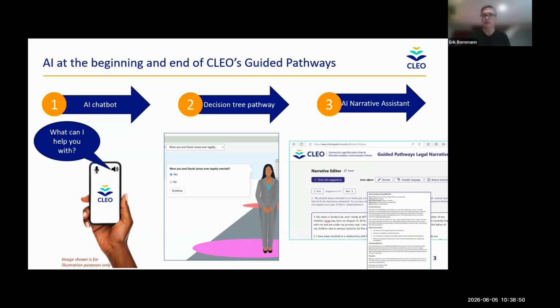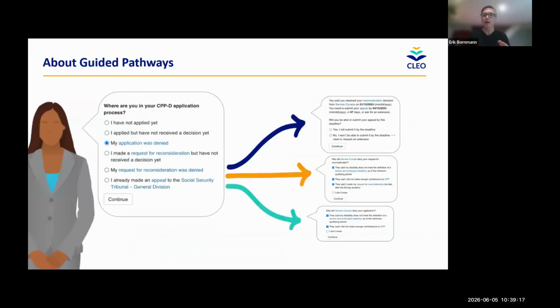document assembly tools, decision tree technology, and these have been created with CALI's A2J author system. So specifically, CLEO is exploring how to integrate generative AI functionality before and after our guided pathways. So our AI work essentially has two core parts: one, an AI chatbot, and two, an AI narrative assistant. But to put our AI work in context, I'd like to share a little bit about the A2J guided interviews, what we call our guided pathways, because they are at the foundation of our AI work.